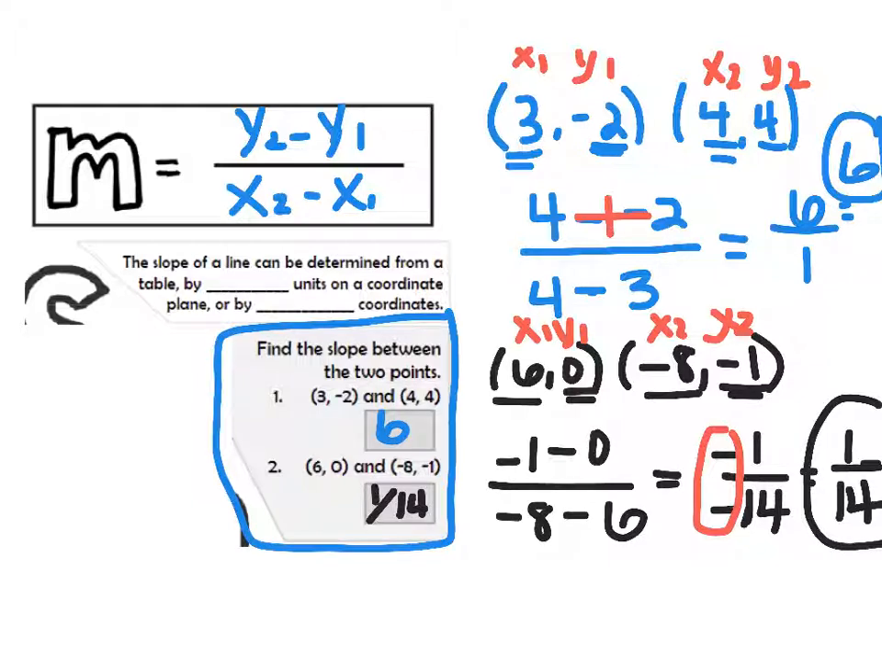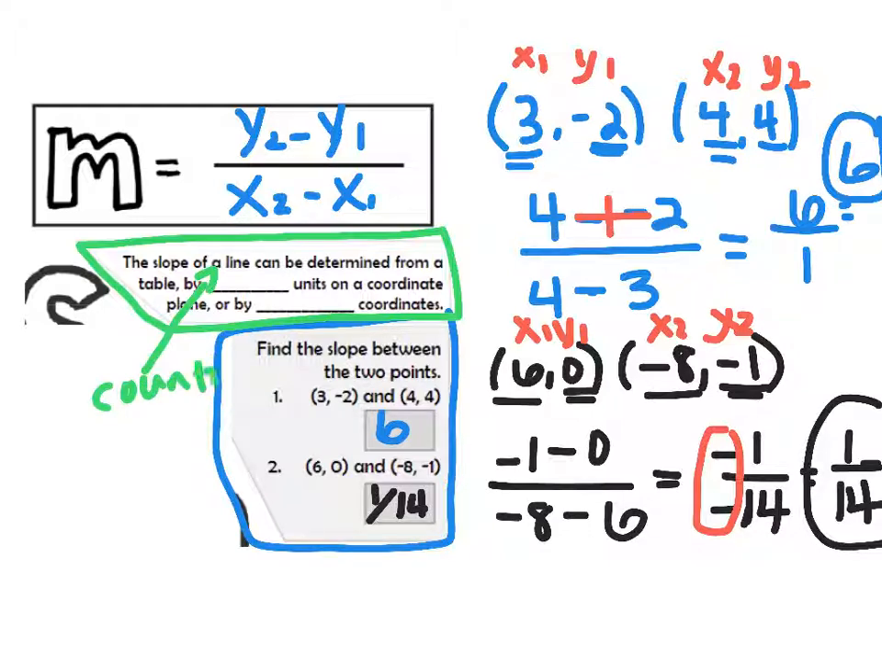Okay, going back up here, we don't have an example like this, but it says the slope of a line can be determined from a table, and we did this freshman year by counting units on a coordinate plane or by subtracting the coordinates. When you're using a table, so this is counting.